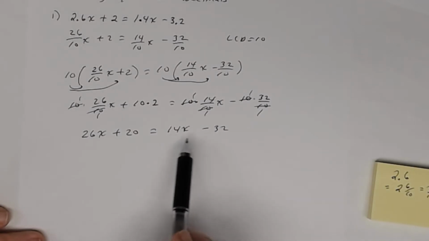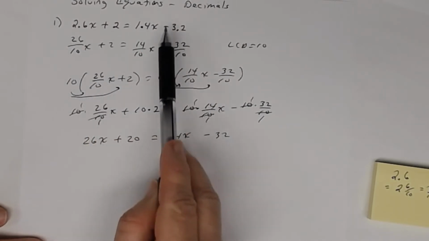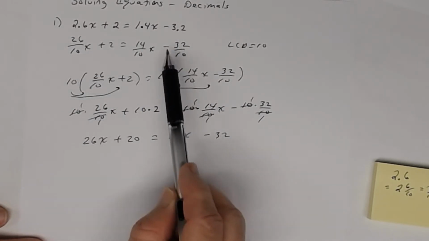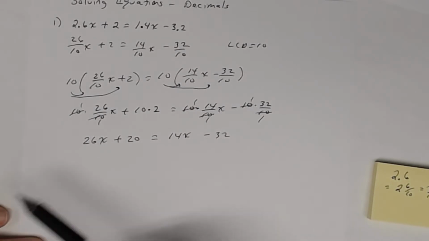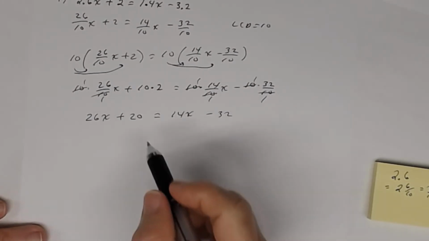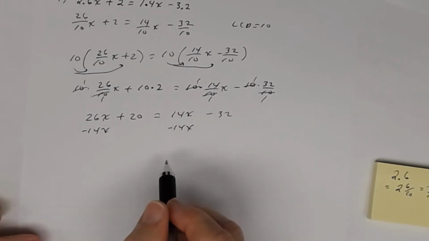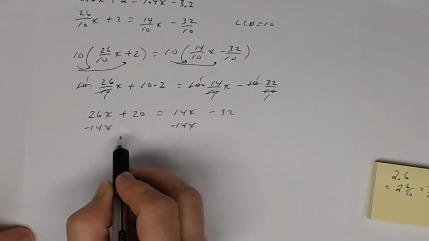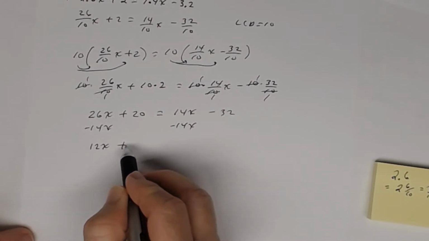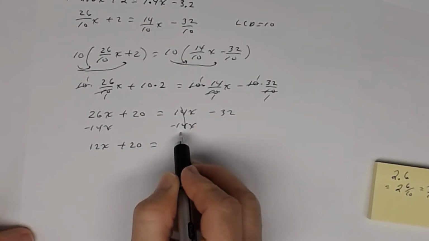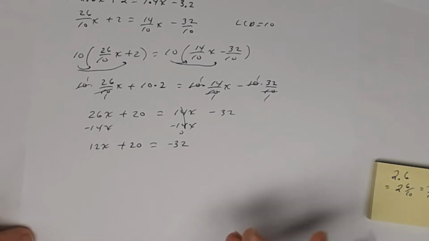And so now I have a simple linear equation I can deal with. So I went from a decimal to fractions to an equation without decimals and without fractions. And so let's go ahead and solve this linear equation. So I'm going to subtract 14x from both sides, just like this. Notice I'm aligning my like terms, and then I can combine. 26x minus 14x is 12x plus 20 equal 14x minus 14x is 0. 0 and a negative 32 is a negative 32.